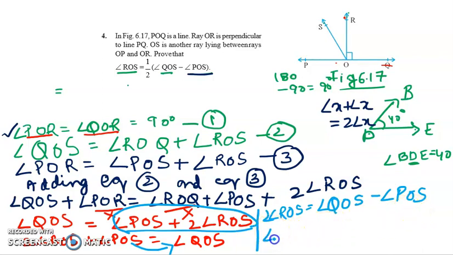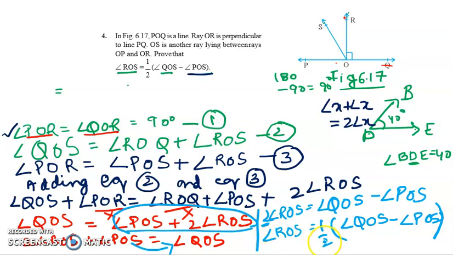Now I can write angle ROS is equal to 1 upon 2. This 2 I am taking on the right side, so it will be division. Angle ROS is equal to half of angle QOS minus half of angle POS. So half of this whole angle, because 2 is here in multiplication, so here in division. So angle ROS is equal to half of angle QOS minus angle POS. So that is what we have to do. Are you following, students? So equation 1, equation 2 and equation 3 are important. If you follow these equations, then we are just rearranging these equations.